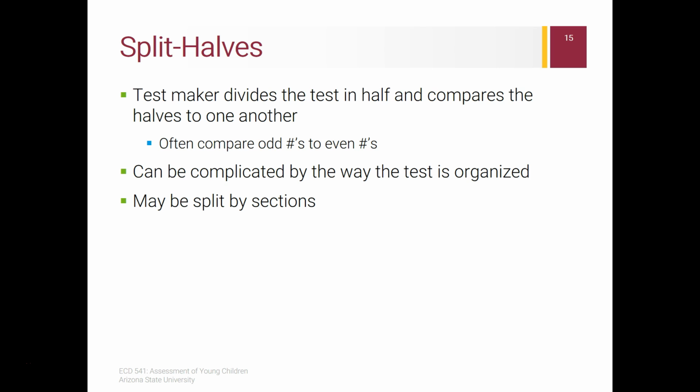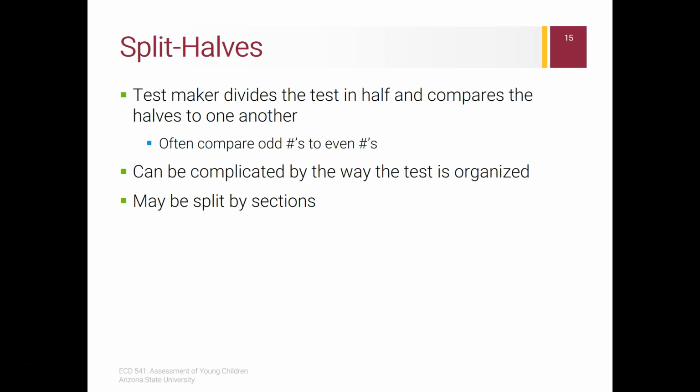Split half reliability is a type of internal consistency. In the split half procedure, the test is divided into 2 halves, for example, the odd numbered versus the even numbered items. Scores on each half are correlated. If the test is reliable, the scores on the 2 halves should show a high positive reliability coefficient.